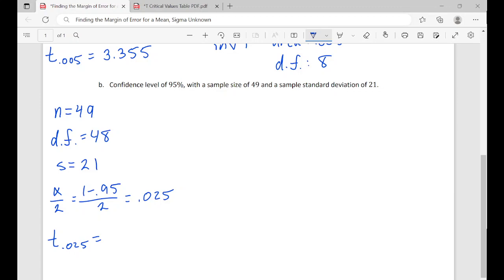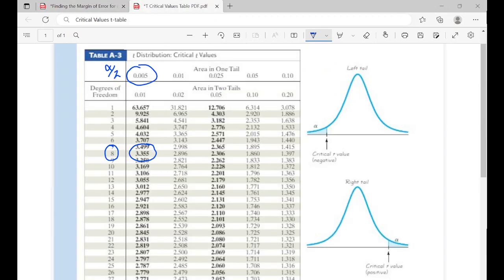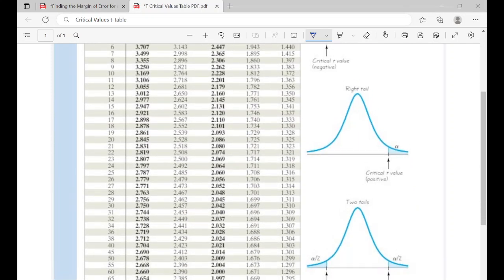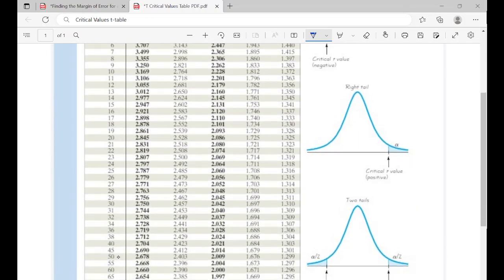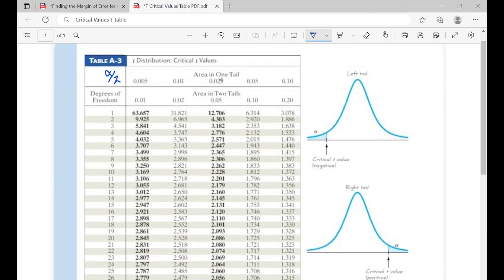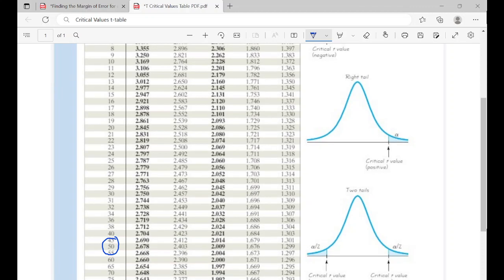Again, I'm going to go to the chart. Now the chart, you're going to have to be a little bit careful. Our degrees of freedom was 48, but if you go down, you'll see that we do not have 48 here. So what you do is you go to the closest value to 48, in this case 50. 50 is closer to 48 than 45. And then we go to our alpha over 2 value, which is 0.025, which is in the middle column. So in the middle here, we're going to get 2.009 as our t critical value.